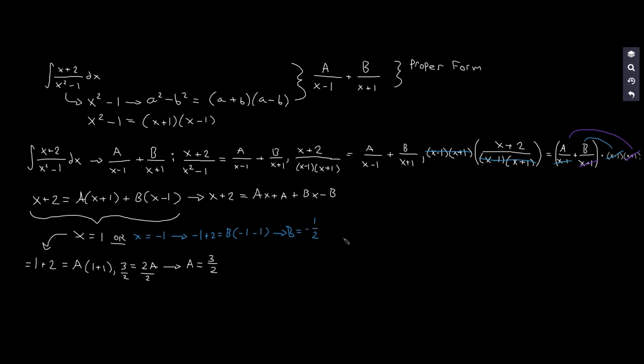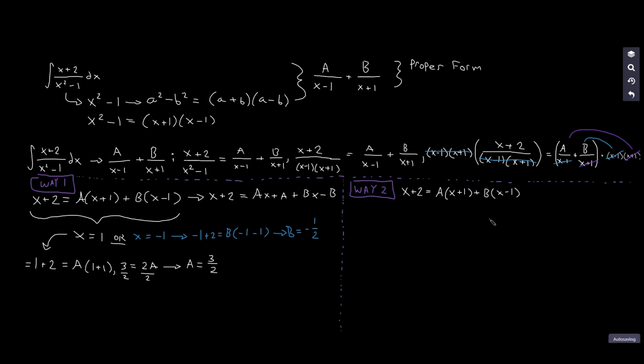But alternatively, there's another way to do things. Actually, there are two other ways that we could do this. But let's talk about the second way before we get to the third, because I don't really like the third way, to be honest, but it still works. The second way is we could find a and b. So another way of finding what a and b are is to take the original equation. Okay, so this is our original equation. x plus 2 equals a times x plus 1 quantity plus b times x minus 1 quantity. And then we can go ahead and just rewrite this.